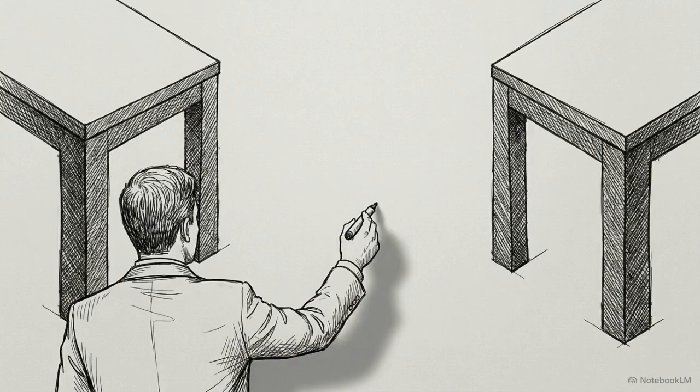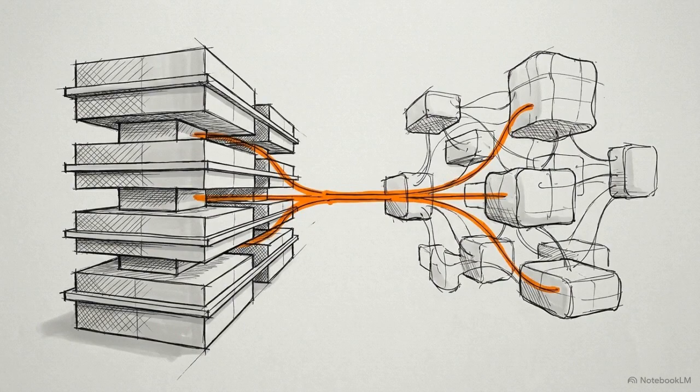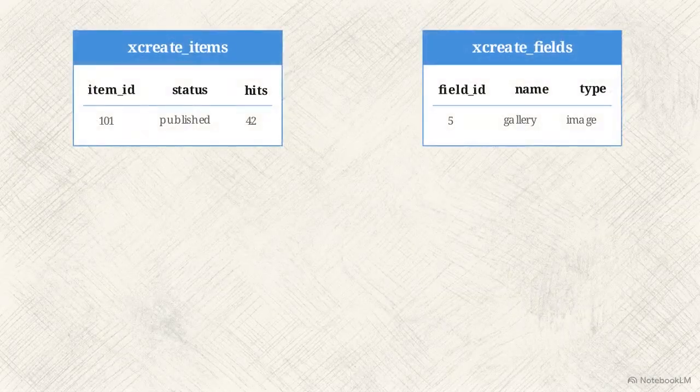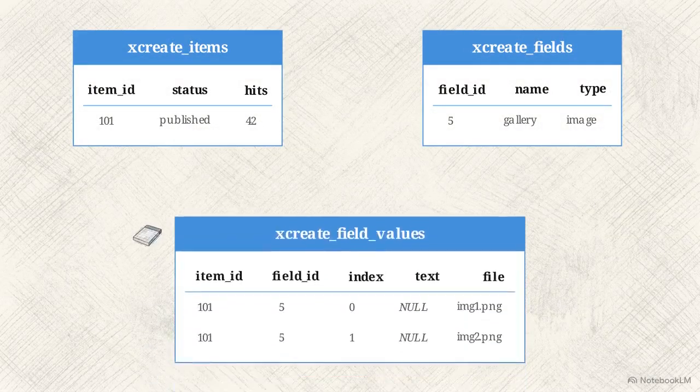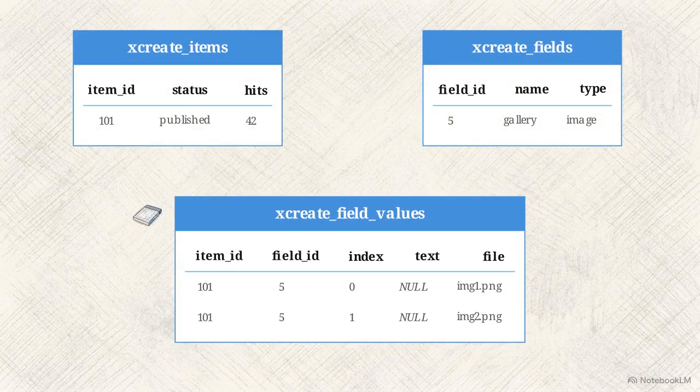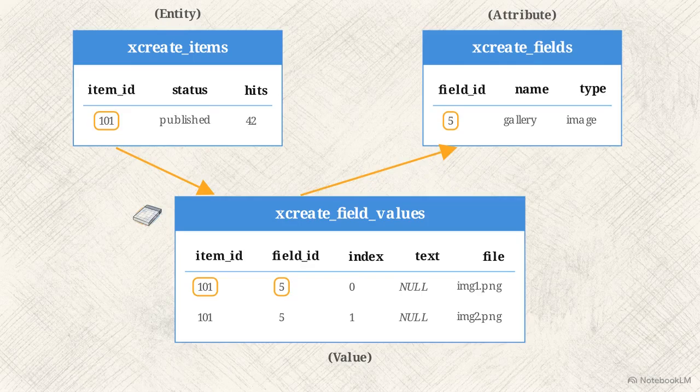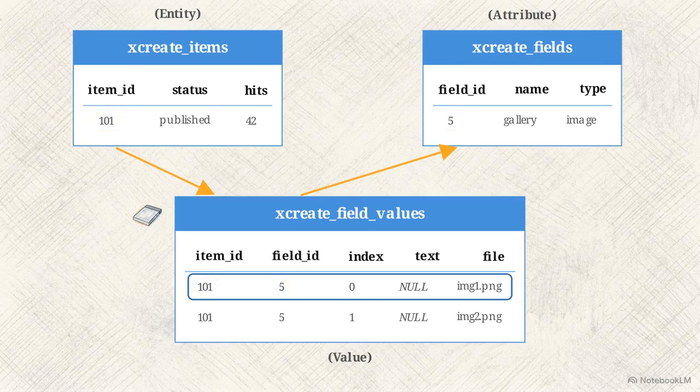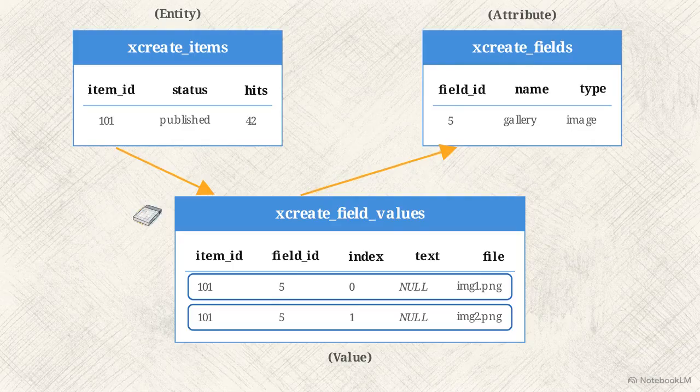This brings us to the central engineering challenge: efficiently connecting those static baseline records to their highly dynamic field definitions. To solve this, we introduce the final architectural table, xCreate field values. This diagram maps out the module's implementation of the entity attribute value, or EAV, pattern. The core operational rule here is strict. This bridge table stores one row per field instance.